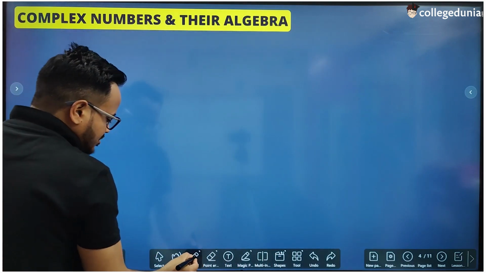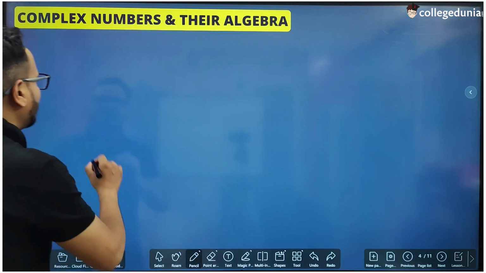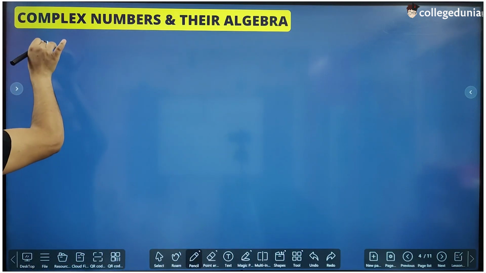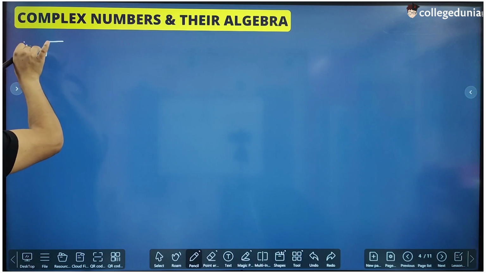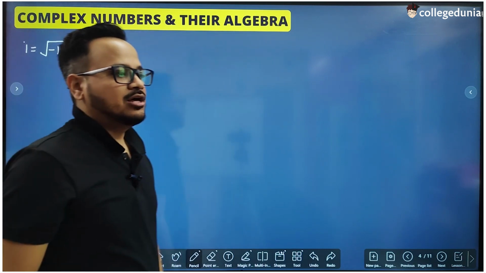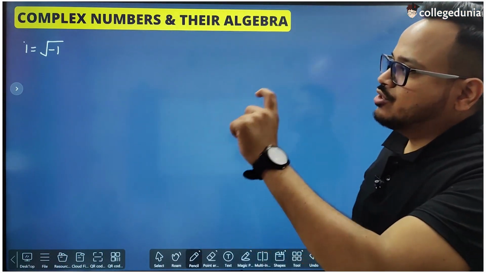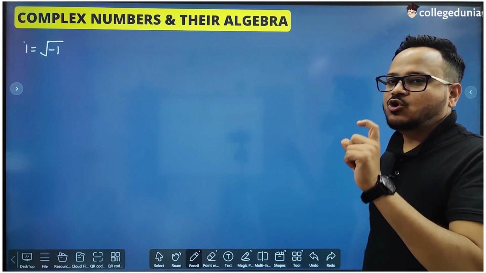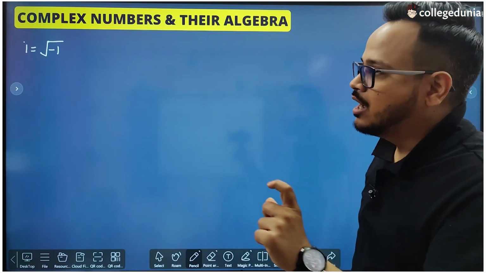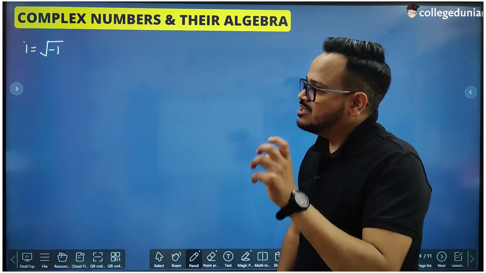To understand the concept of complex numbers, we have to first see iota, which is represented by i, and that is equal to under root minus 1, right? i is short for iota, and the value of i is equal to under root minus 1. So in complex numbers we are going to see such numbers.